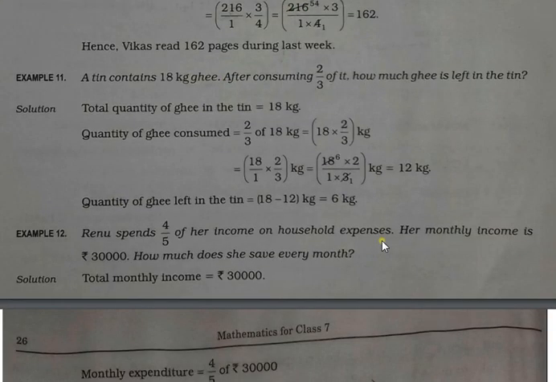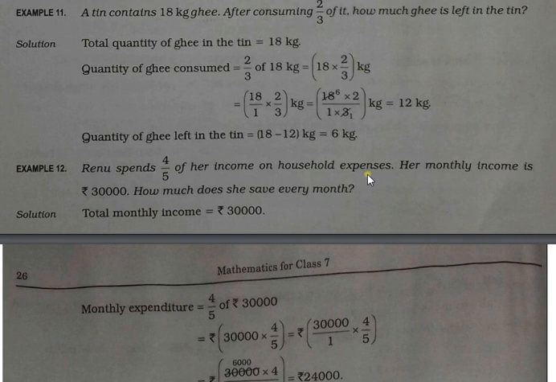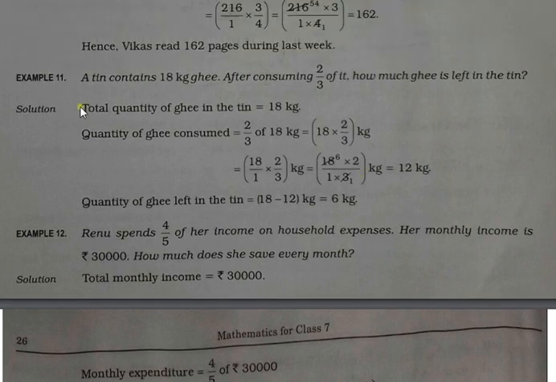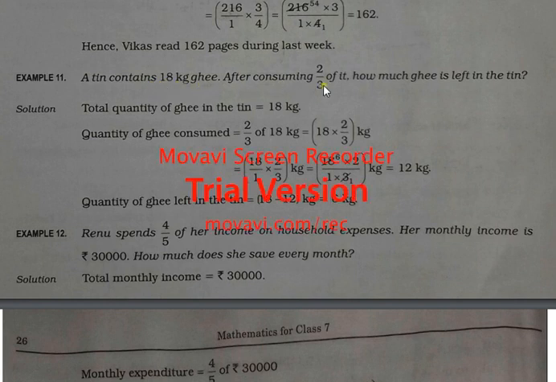If you see just below, there is example 11. In example 11, it has been written a tin contains 18 kg ghee. After consuming 2 by 3 of it, how much ghee is left in the tin? Now just see, 2 by 3 of the ghee has been used. So what we will do over here, we will find out 2 by 3 of the total ghee, and then we will subtract it from the total. You can see here the same thing has been done.